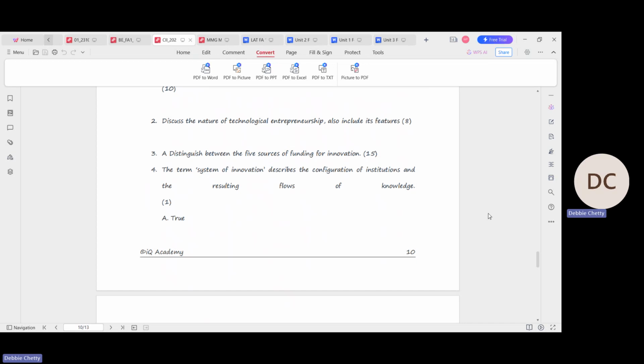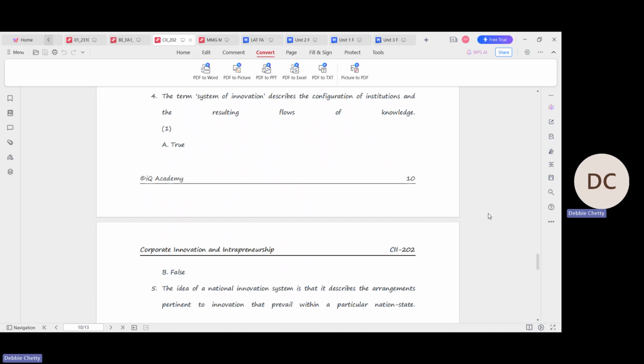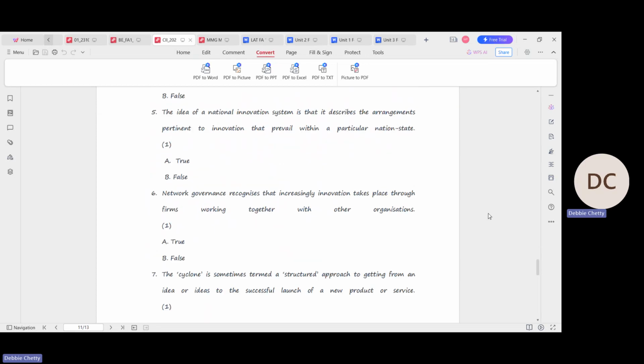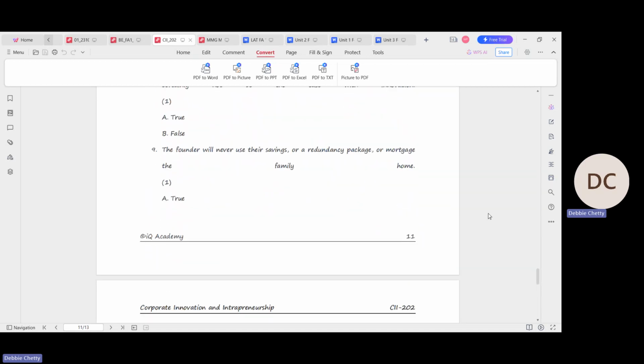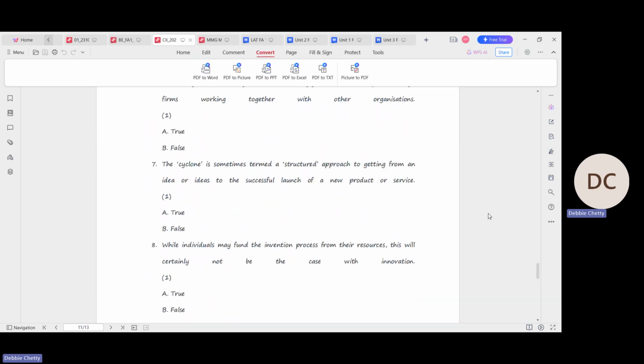Then question 4: the term system of innovation describes the configuration of institutions and the resulting flows of knowledge. This is 1 mark. You either say A, true, or B, false. The idea of a national innovation system is that it describes arrangements pertinent to innovation that prevail within a particular nation state. You'll see here as well, state A, true or B, false. Same with question 6, it's a true or false question. Question 7, question 8, question 9, and question 10, those are all true or false questions.